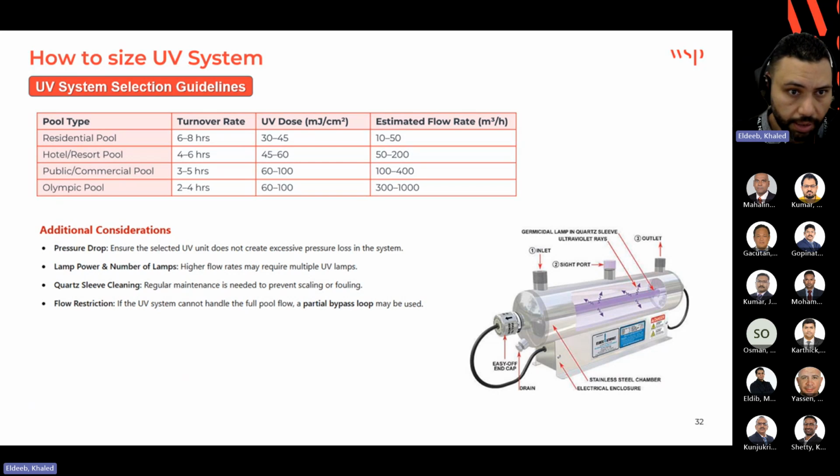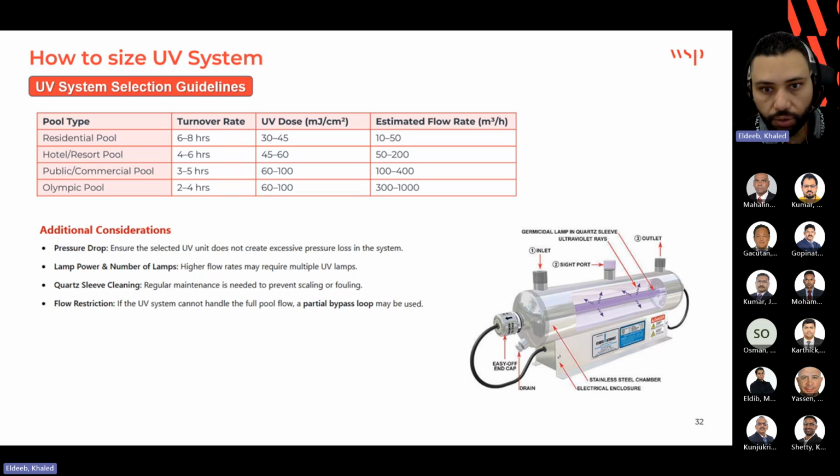In order to size the ultraviolet system, we need to understand first what the dose of ultraviolet is. The ultraviolet dose represents the amount of ultraviolet energy that microorganisms such as bacteria, viruses, and algae receive. It is a function of ultraviolet light intensity and the exposure time that we keep the water under the lighting. A higher ultraviolet dose means stronger disinfection and better inactivation of harmful microorganisms.